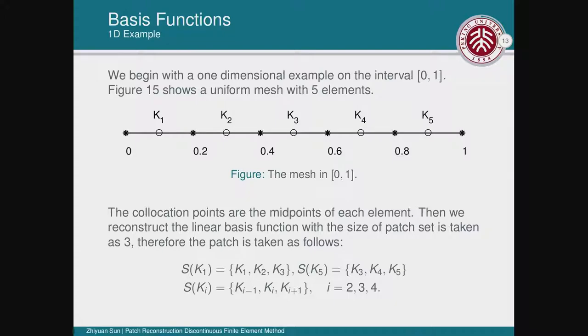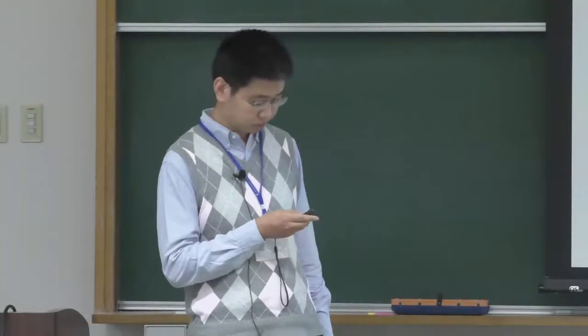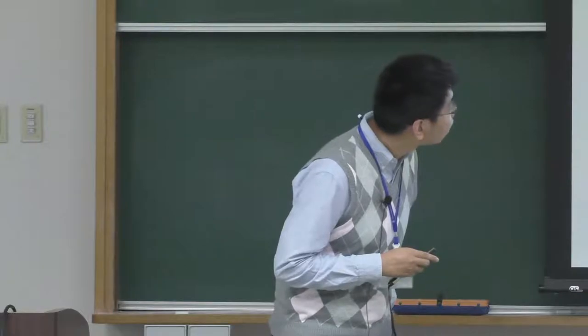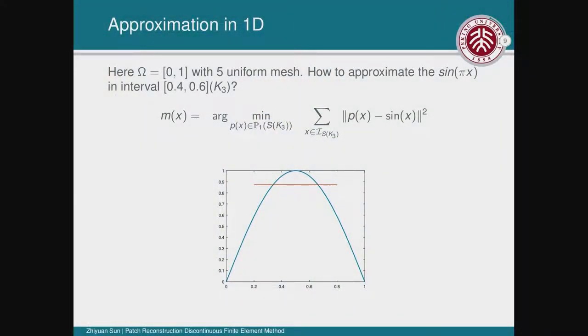For K1, on the left-hand side, we choose K1, K2, K3 as its element patch. For K5, we choose K3, K4, K5 for its element patch. And for an interior element, we pick the left element, the element itself, and the right element as its element patch. And if we want to approximate the sine function on the interval, 0.4 to 0.6 is in element K3, so the element patch is K2, K3, K4, and we do the interpolation process on the element patch of K3, and then we get a linear interpolation.